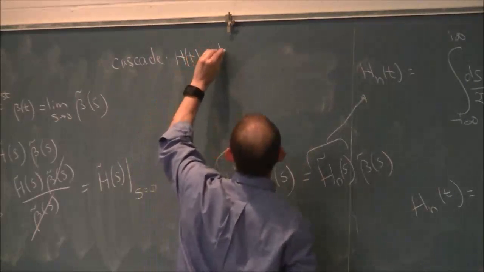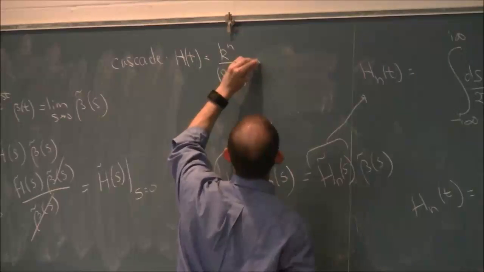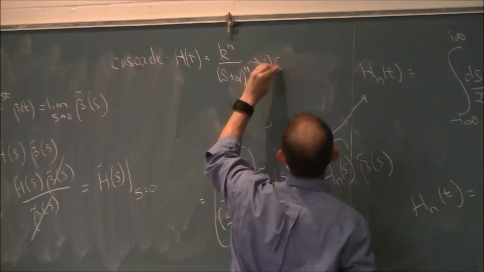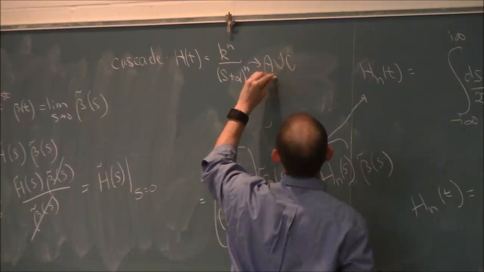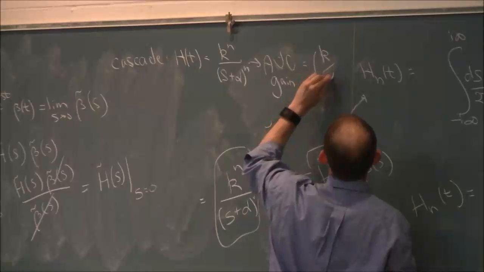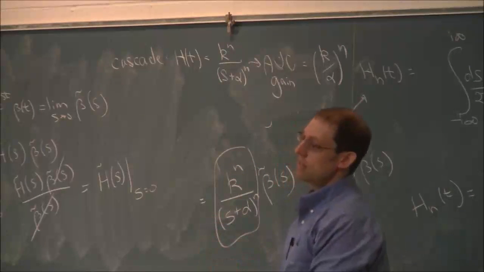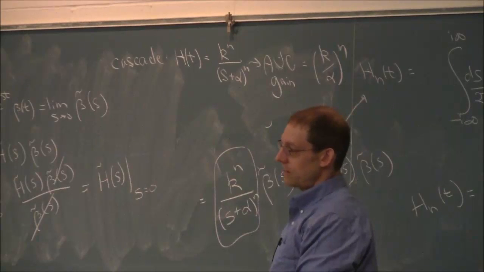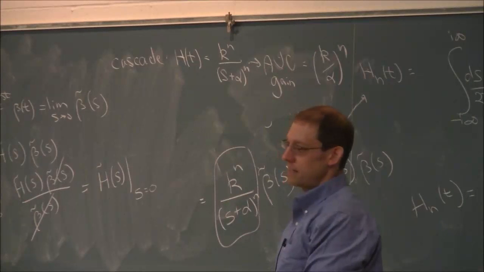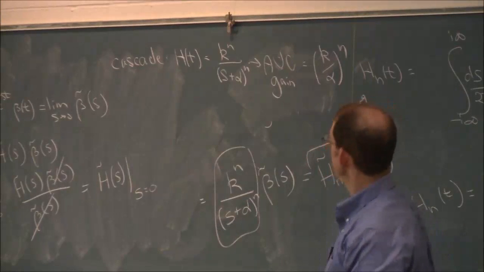So h of t is equal to k to the n over s plus alpha to the n. So the AUC gain is just equal to k over alpha to the n, because we set s equal to 0. So that is a much simpler calculation than worrying about it in the time domain. When we look at integrated properties, they're much easier to calculate.